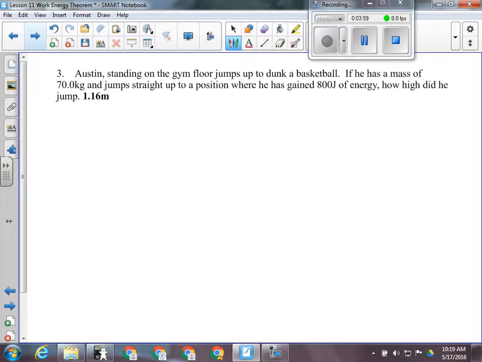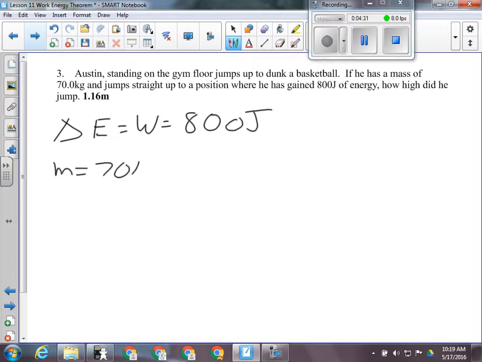All right, so we got Austin standing on the floor of the gym, jumps up to dunk a basketball. He has a mass of 70 kilograms and jumps straight up to a position where he has gained 800 joules of energy. So if you gained 800 joules of energy, would you have had to do 800 joules worth of work? Yes. So our change in energy, which is also our work, is 800 joules. That's what that's telling us. It's going to be one or the other of those, or maybe both. He has a mass of 70 kilograms.